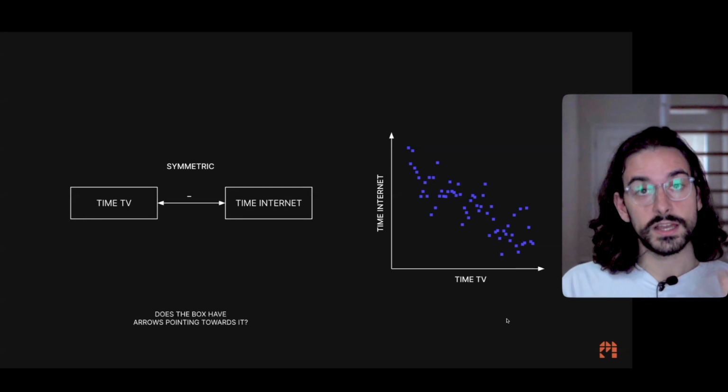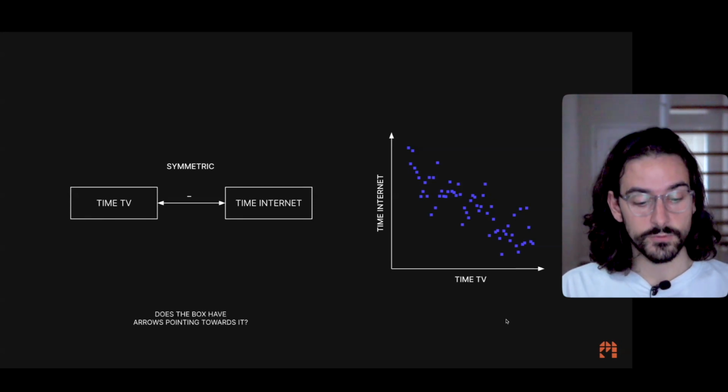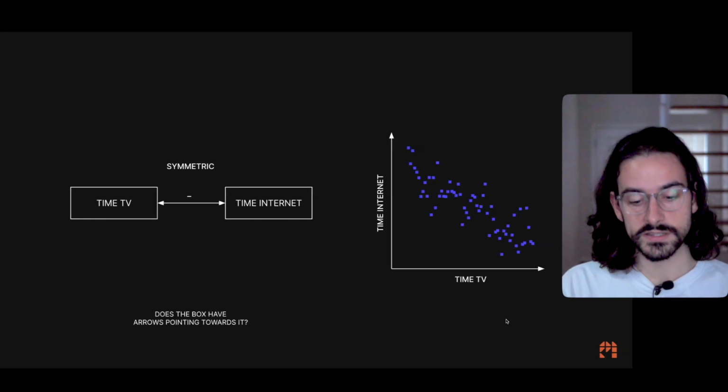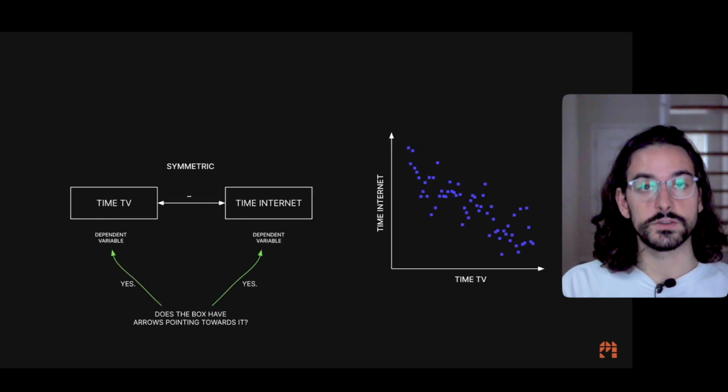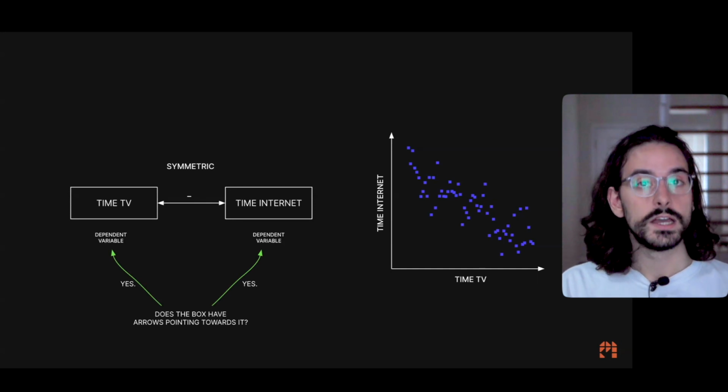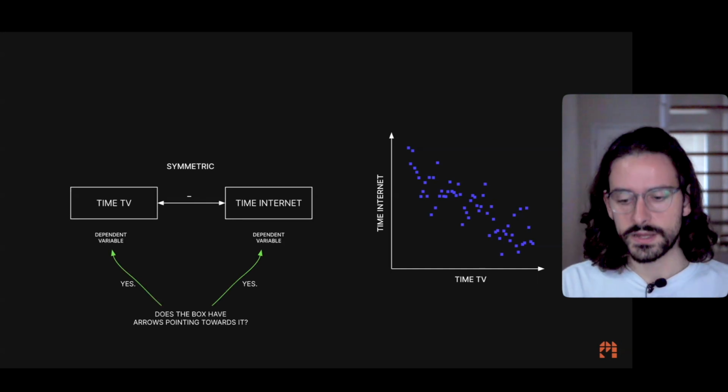This is a situation in which we can ask ourselves the question that we just asked before. Does the box have arrows pointing towards it? Yes, so it's dependent. They're both dependent. It's a situation where we call them codependent variables.